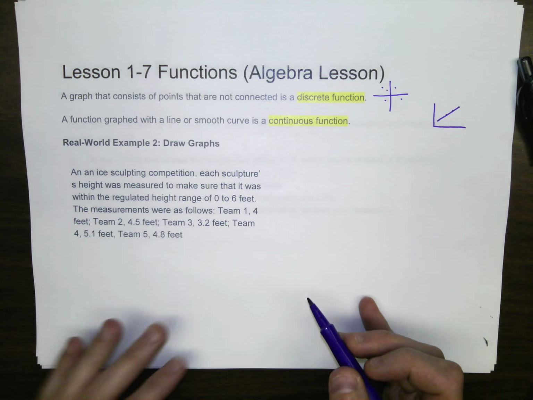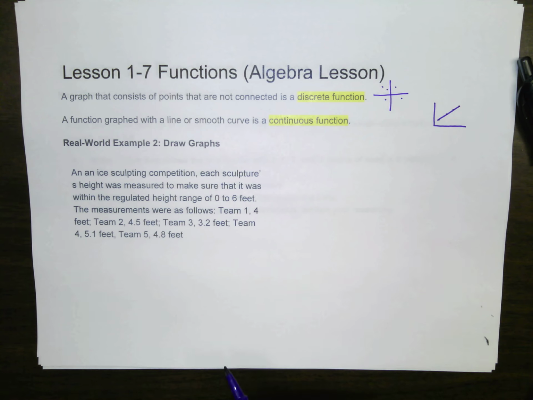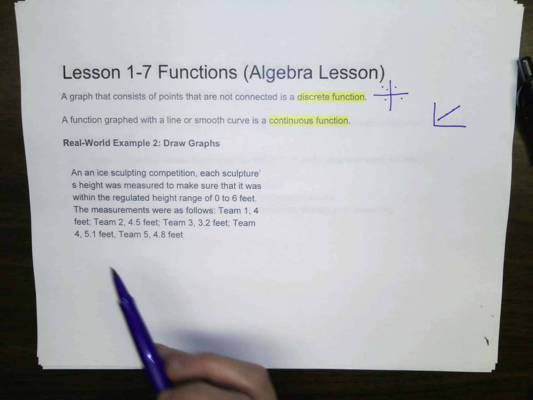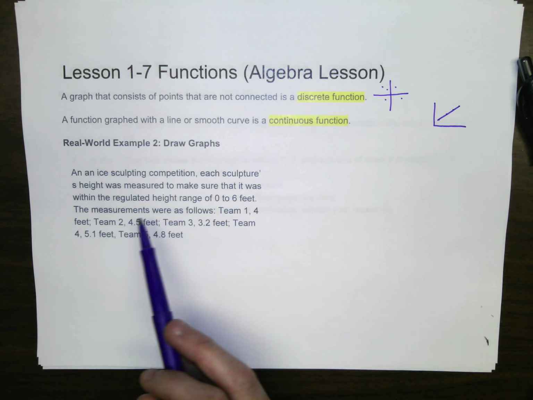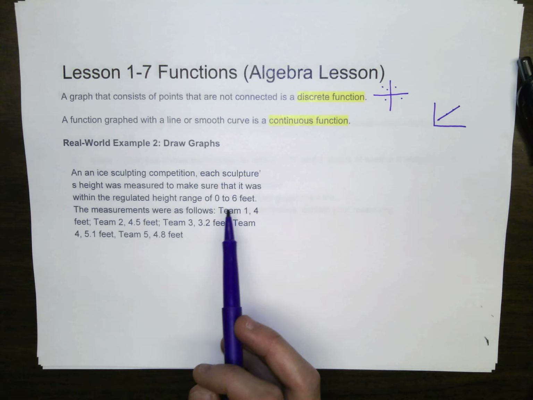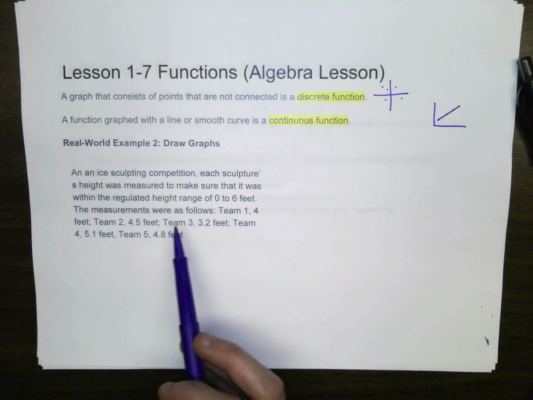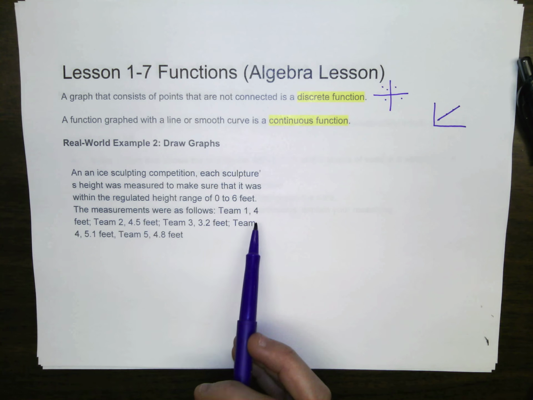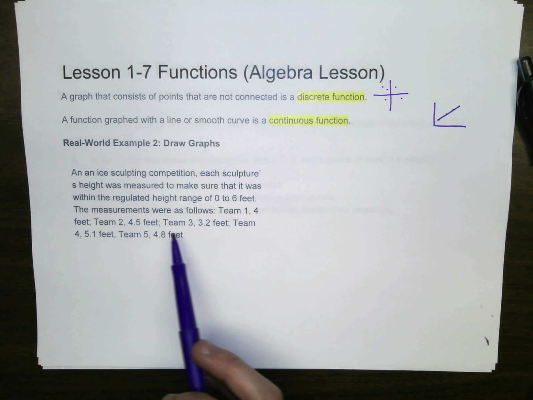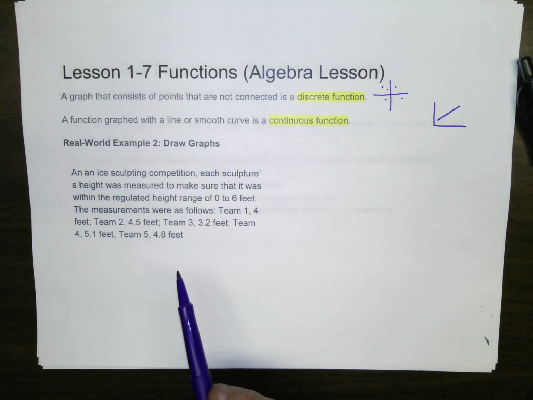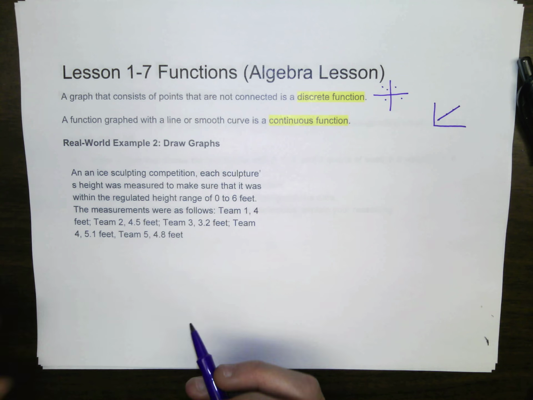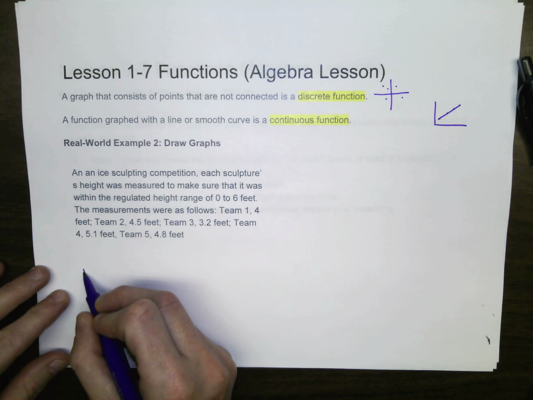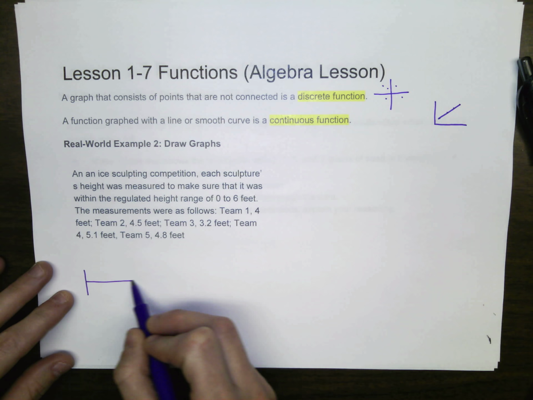So let's look at an example. In an ice sculpting competition, each sculpture's height was measured to make sure that it was within the regulated height range of 0 to 6 feet. The measurements were as follows. Team 1 had 4 feet, Team 2 4.5 feet, and so on. In order to begin this, we need to make a table for this data. I'm going to set it up, and it's going to consist of our domain and range.